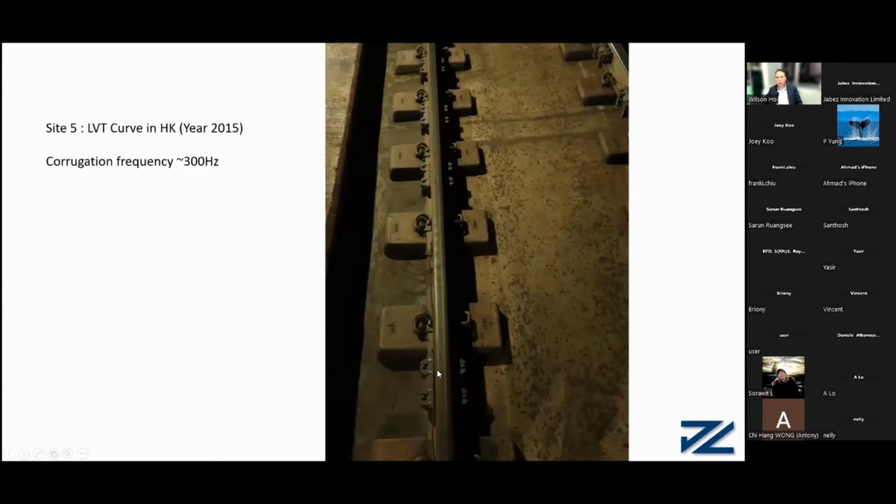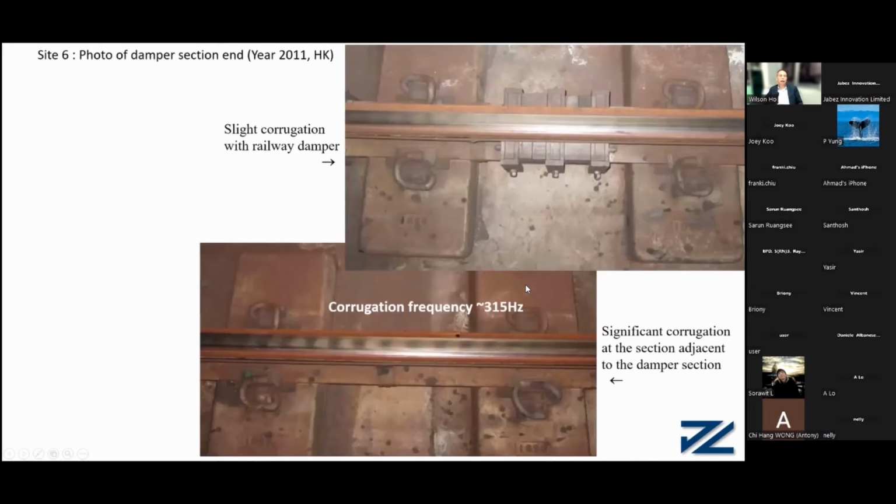Another site showing the corrugations. This is an LVT. We installed a damper on it. However, at this location, there is a rail joint. We could not install our damper there. Then the corrugation clearly comes out. And for site 6 and site 7, we will present the corrugation data in detail.